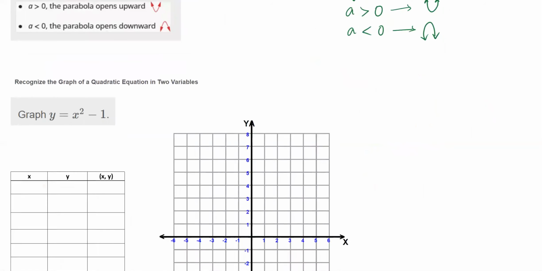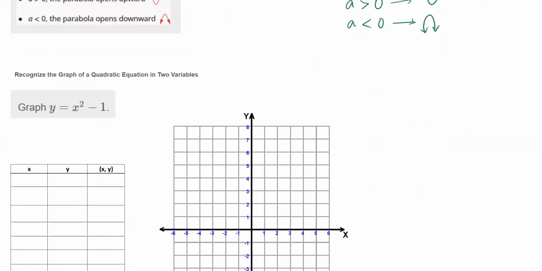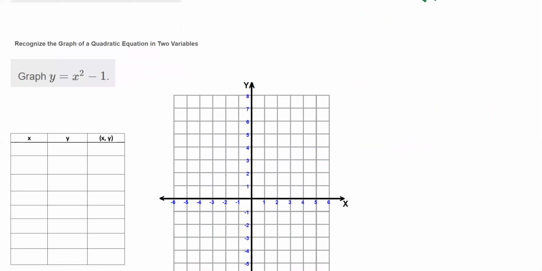So let's come over here and do graphing. Here it says graph y equals x squared minus 1. Always scan your equation. If it's a linear equation, then the degree is 1, and we will just use 3 points to graph. Actually, we need 2 points, but the third point would serve as a test. But here, this is a polynomial of degree 2, and that implies that the graph will automatically be a parabola.